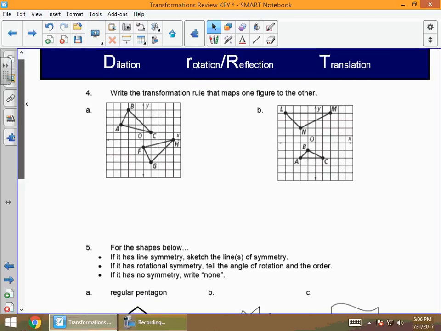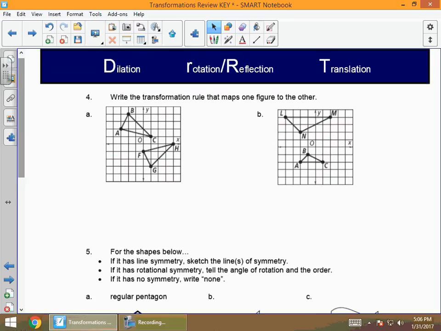So what does that mean? So let's take a look at question number 4. It says write the transformation rule that maps the figure to the others. First thing is D, dilation. All right, as I look at these two figures, I'm trying to get triangle ABC to become triangle, it looks like FGH. Those are the two triangles there that I believe are being mapped from one to the next.